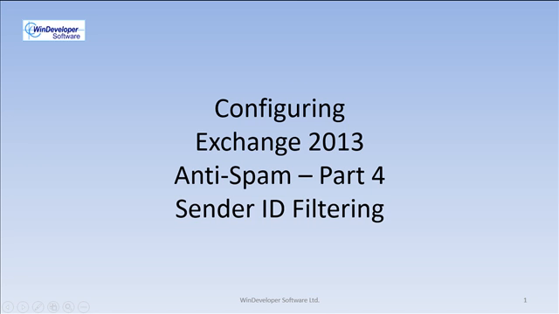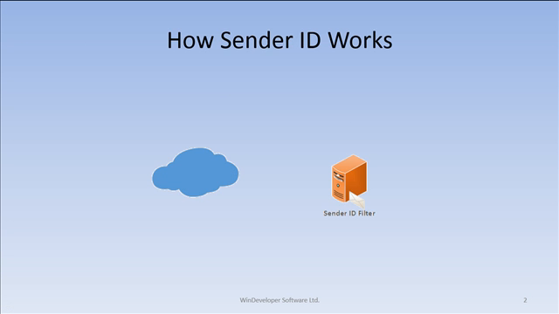Today, we continue discussing the Exchange 2013 anti-spam functionality with sender ID filtering. We first look at how this filter works and then go through the various configuration options. Sender ID is intended to combat sender address spoofing. Spammers very often use a fake sender address, hoping to trick recipients into believing that an email is from a trusted source. Here is how it works.